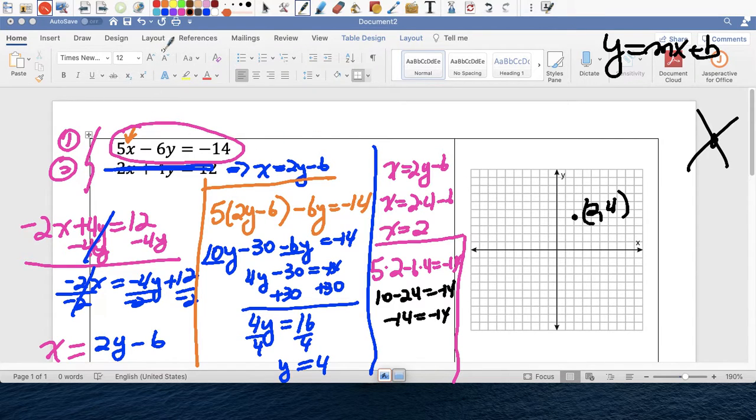So the first equation, we're going to get negative 6y equals negative 5x minus 14. Then y equals 5 over 6x plus, what's 14 divided by 6? 14 divided by 6 is 2.33. So that's the y-intercept. So that's the first equation, and 2.33 is the y-intercept here.